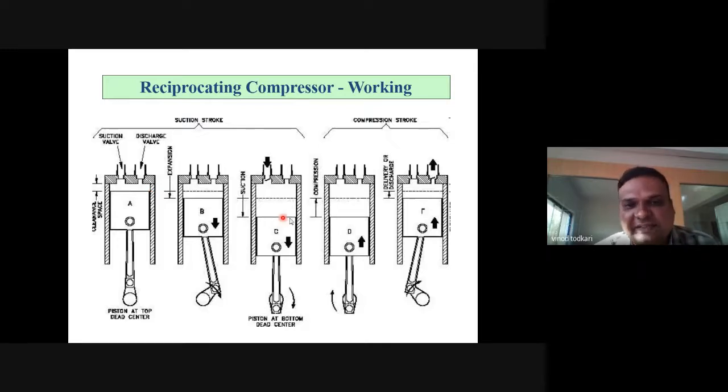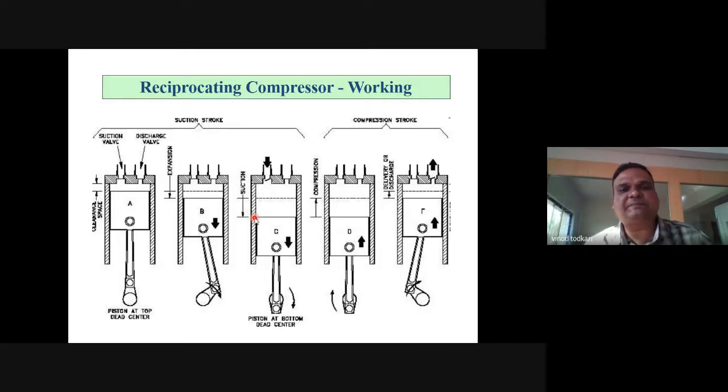And see, this position of the piston is called BDC. The long form is bottom dead center position. BDC means bottom dead center. See, it is very simple. The topmost position achieved by the piston is called TDC, and the bottommost position achieved by the piston is called BDC.